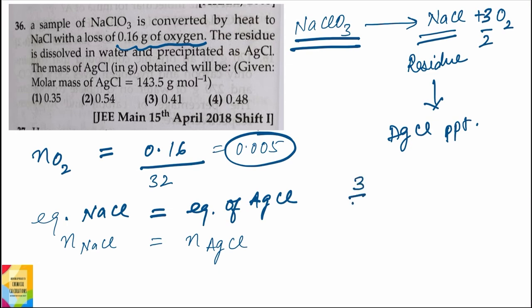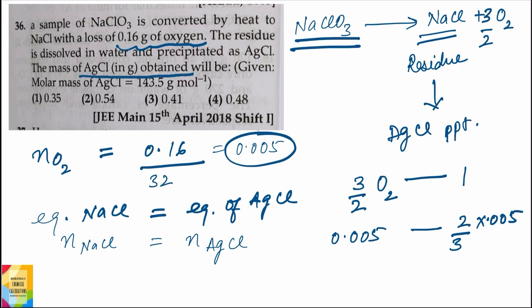Now 3/2 moles of oxygen is produced by decomposition of 1 mole of NaClO3. And when 3/2 moles of oxygen is produced, the moles of NaCl produced is 1 mole. So when 0.005 moles of oxygen is produced, the moles of NaCl produced will be equal to 2/3 into 0.005 moles of NaCl. Now they have asked in the question that when 0.16 gram of oxygen is produced, then what is the mass of AgCl which is obtained as precipitate?